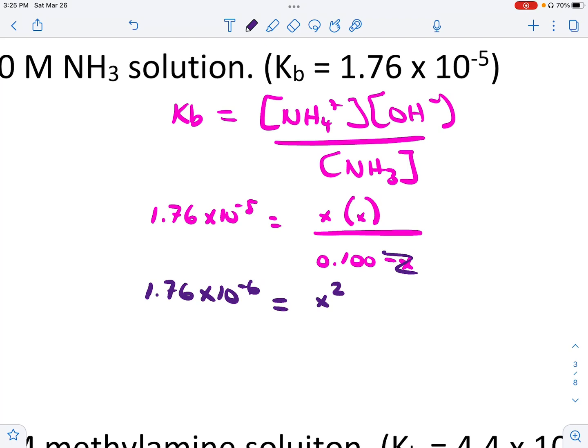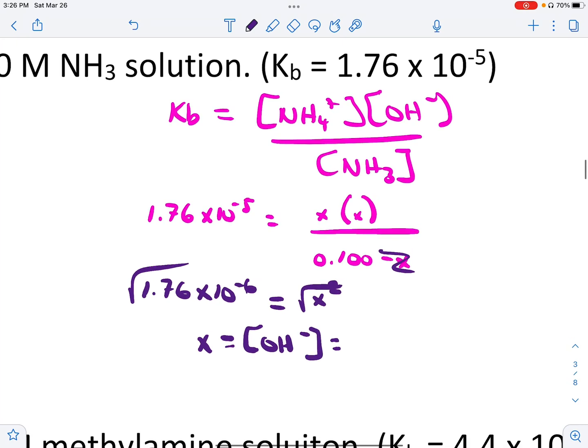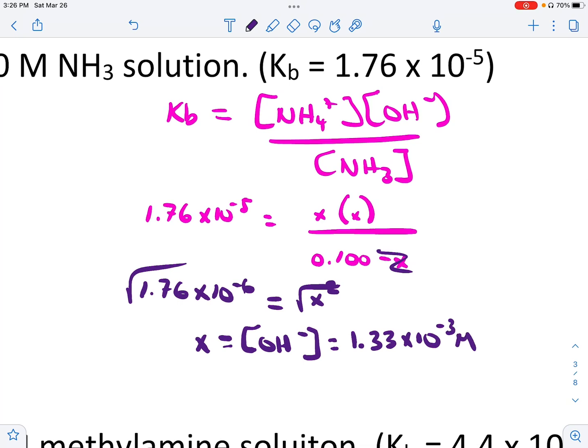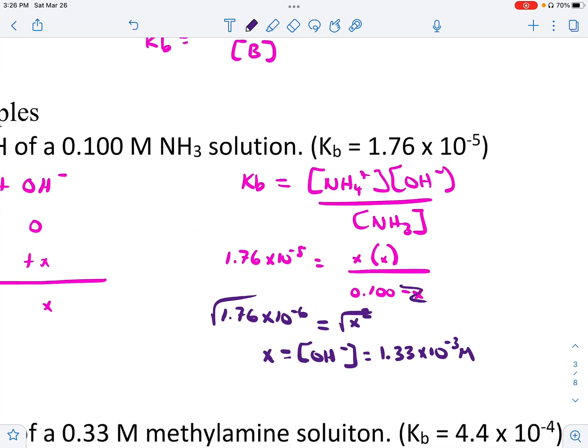That's where we're at. Now, if we take the square root of that, we should get X, which is also our hydroxide ion concentration, the first thing we're looking for. We're going to get 1.33 times 10 to the negative third molar. So that was our first step.